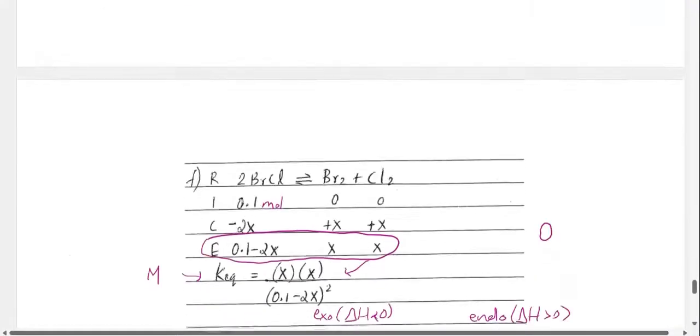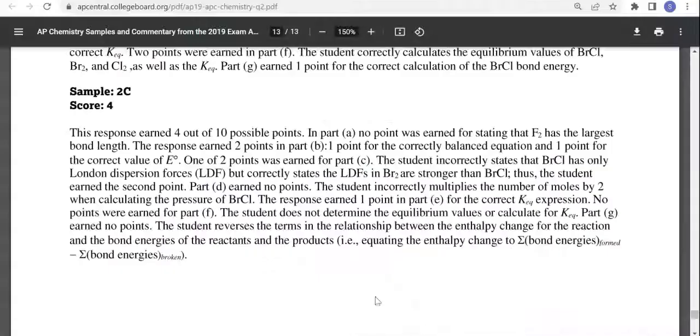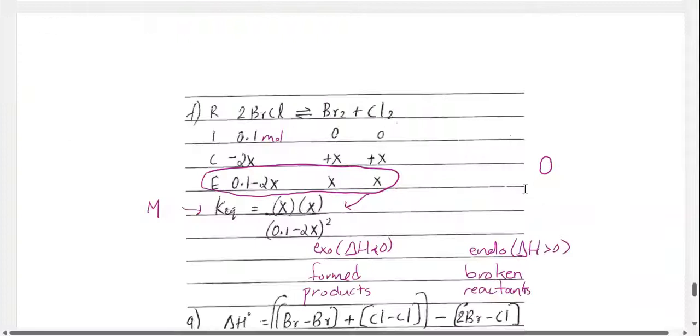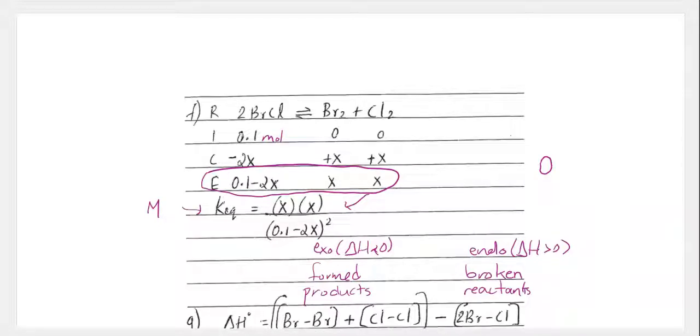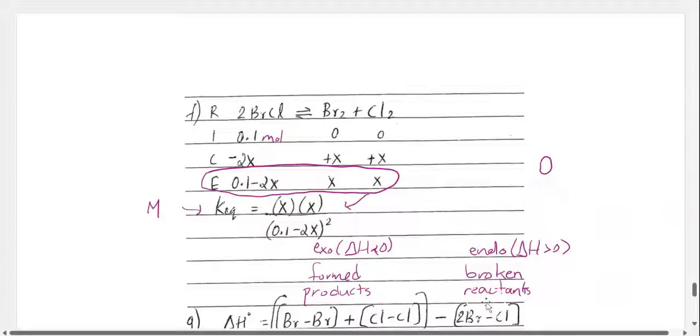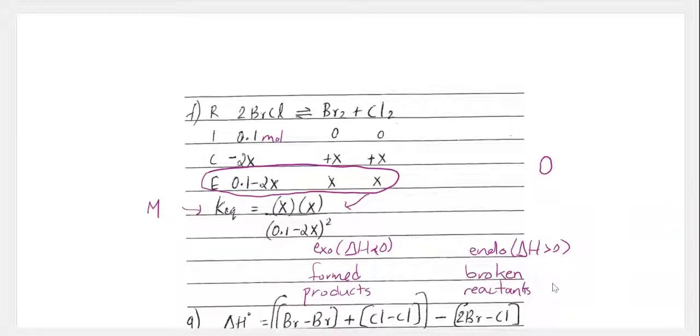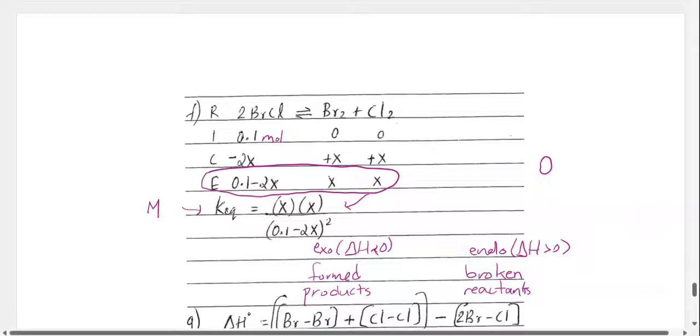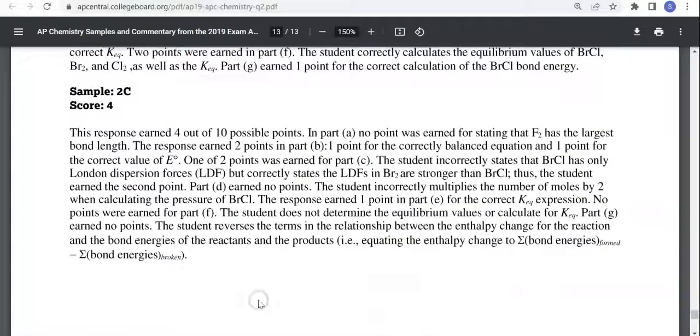F, yeah, they earned 0 points for F. So this was the one I had the biggest question about. I said, obviously it's not 2 points because they didn't even end up calculating a value in the end. But I was wondering if it was enough to get 1 point since they did set up the ICE table mostly correctly. But no, I said ultimately I would lean towards a 0, and that is what they received.